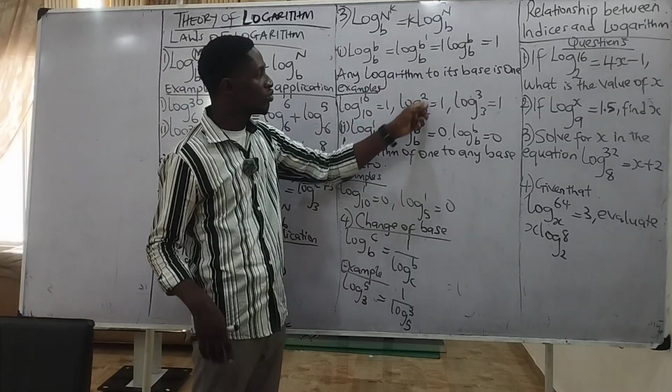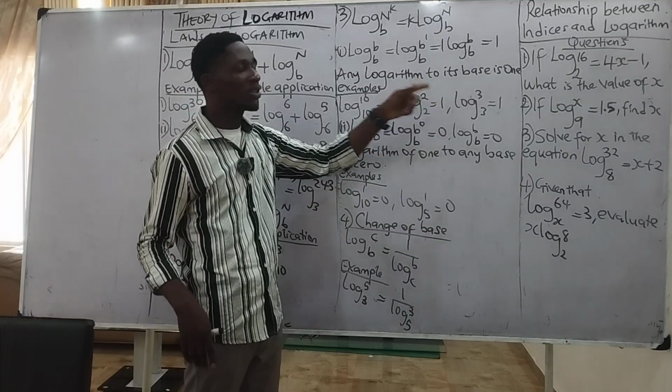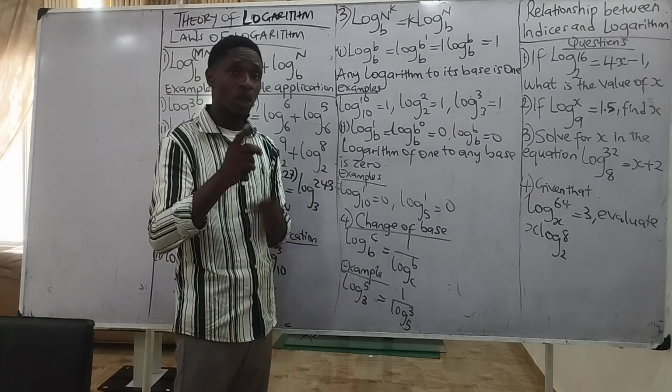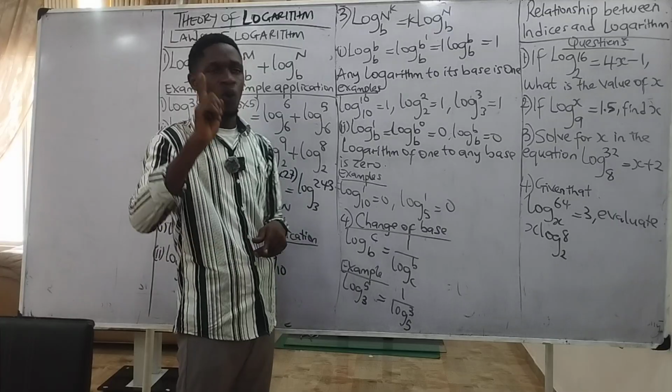So we have log 2 in base 2 is 1. Log 3 in base 3 is 1. Log a in base a is 1. Log x in base x is 1.